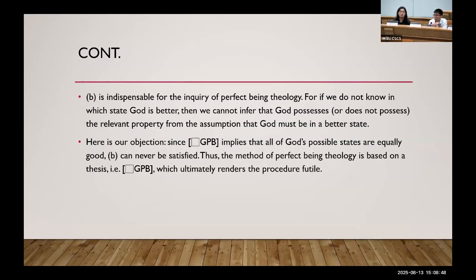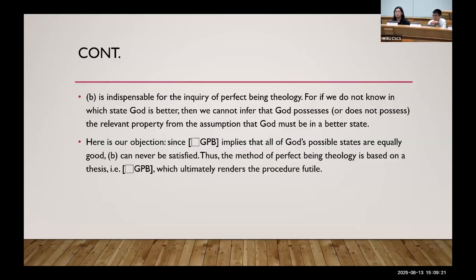So condition B is indispensable for the inquiry of perfect being theology, because if we do not know in which state God is better, then we cannot infer that God possesses or does not possess the relevant property from the assumption that God must be in a better state. Right? If both states are equally good, then we cannot infer anything from these two different states of God.